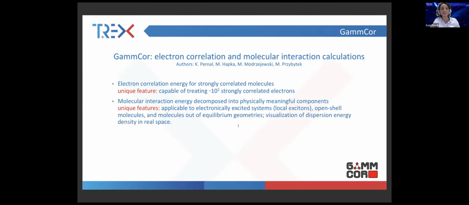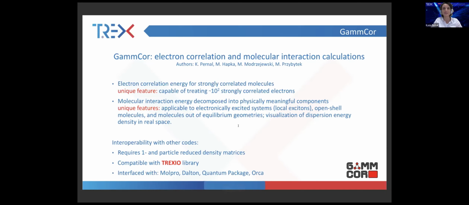Another feature provided by GAMCore is that you can visualize dispersion energy in real space, which also helps with the interpretation of what you are computing. When it comes to interoperability, GAMCore is currently interfaced with MolPro, Dalton, Quantum Package, and Orca. So you can use any of these codes to produce the wave function. Actually, what we need is the 1 and 2 electron density matrices. These are the only ingredients that must be loaded by GAMCore to start any calculation.